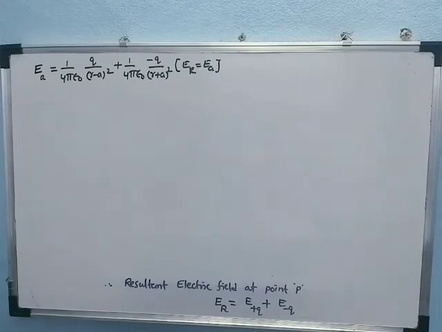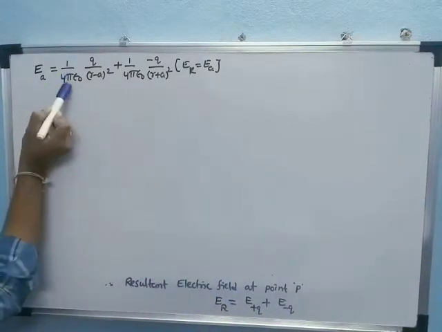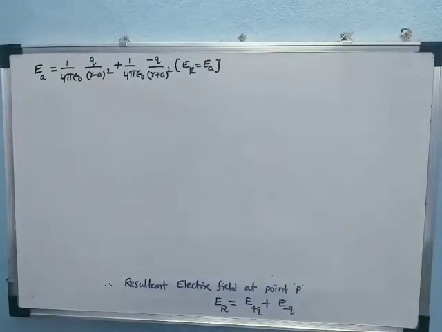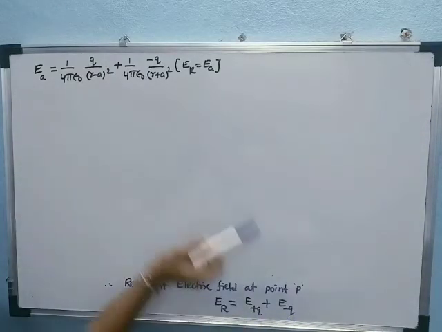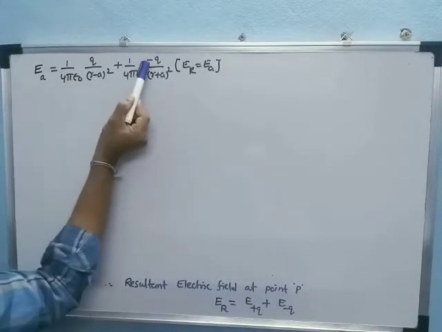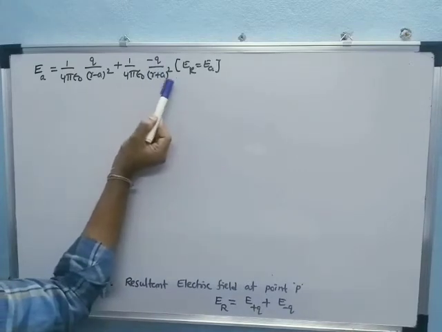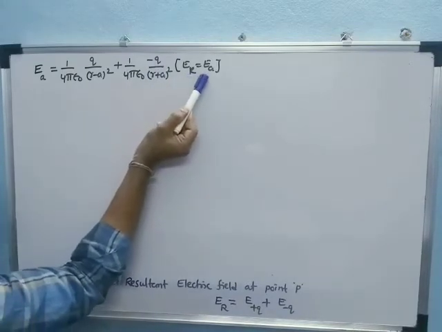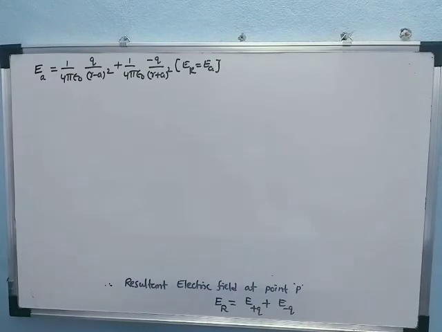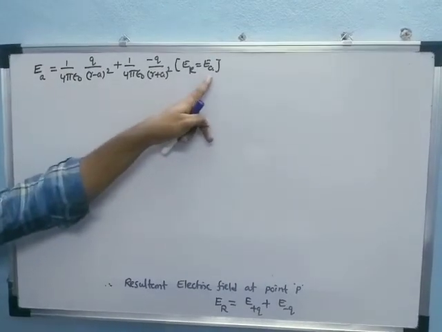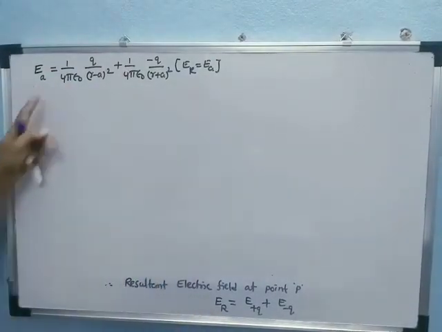See here, the resultant of electric field at point P. E_R is equal to E plus Q plus E minus Q. E plus Q is 1 by 4 pi epsilon times Q by (R minus A) whole square. E minus Q is 1 by 4 pi epsilon times minus Q by (R plus A) whole square. This resultant of electric field is nothing but the intensity of electric field along the axial line. That's why we can replace E_R by E_A.